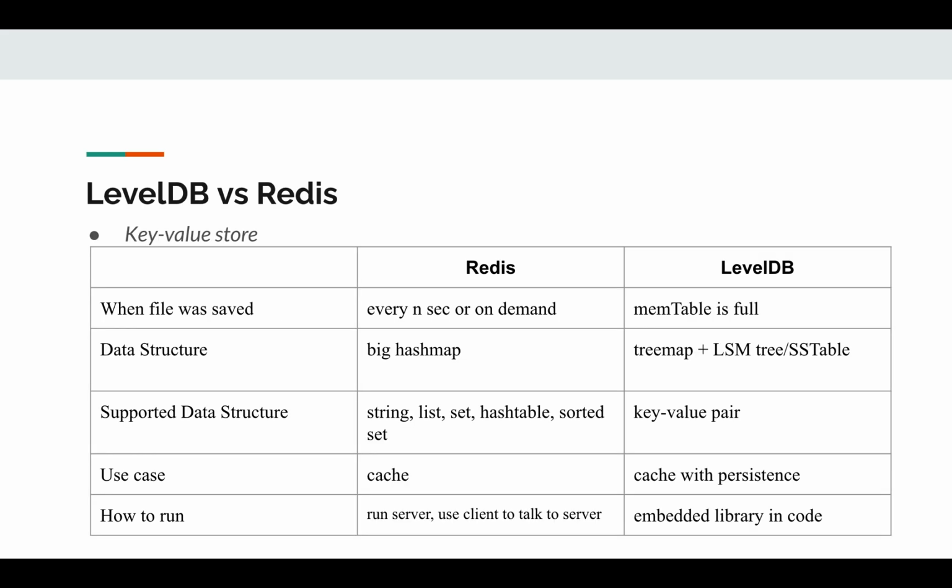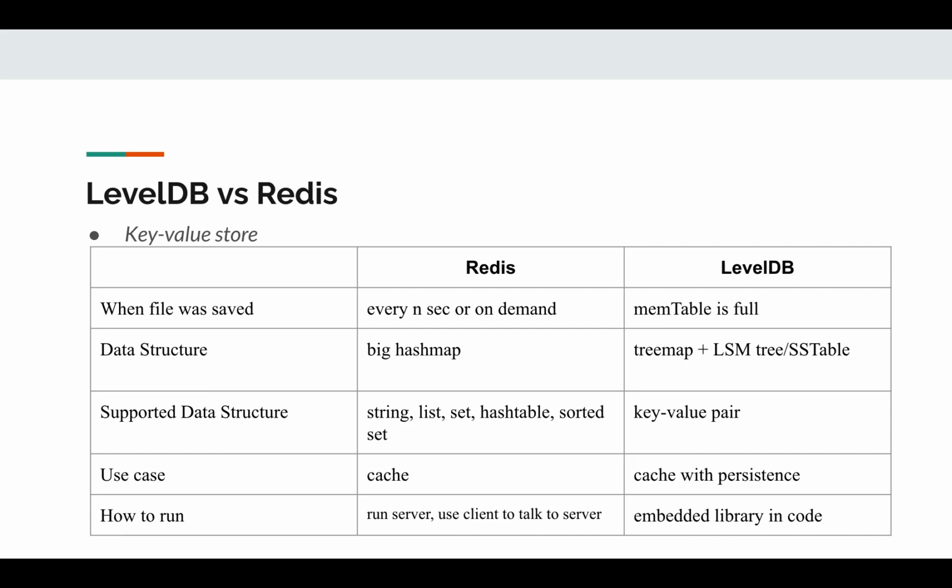Since LevelDB and Redis are both key value stores, let's compare some of their differences here. Redis saves files every n seconds or on demand, while LevelDB stores the data when the memory table is full. And Redis is essentially a big hash map, but LevelDB is basically a sorted tree structure. LSM tree means log structured merge tree, and SS table stands for sorted string table.